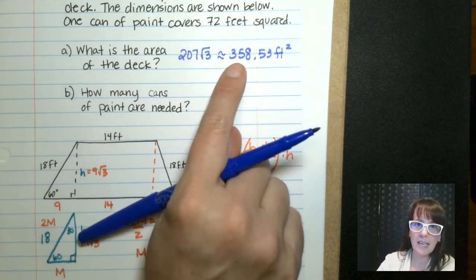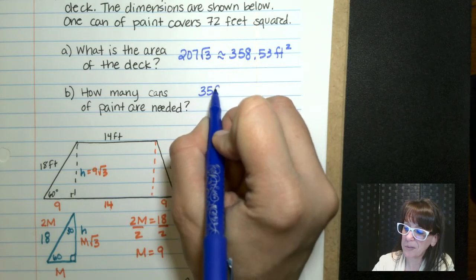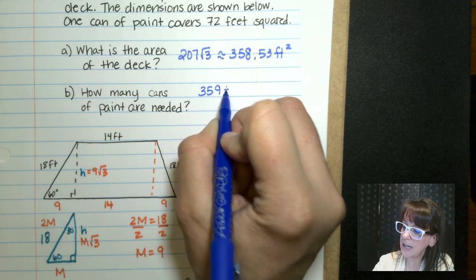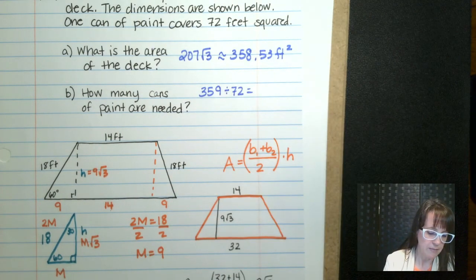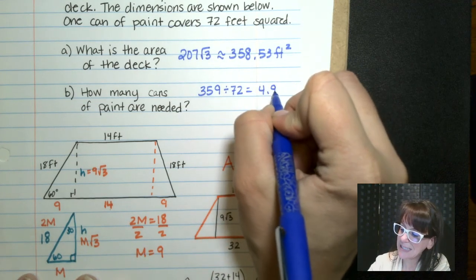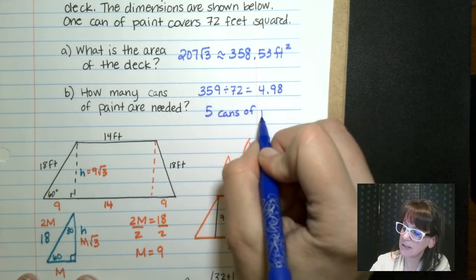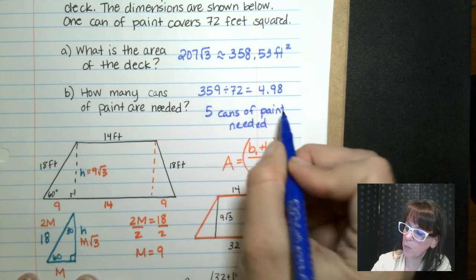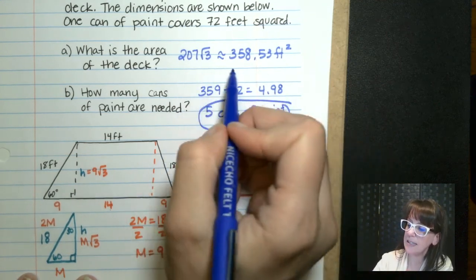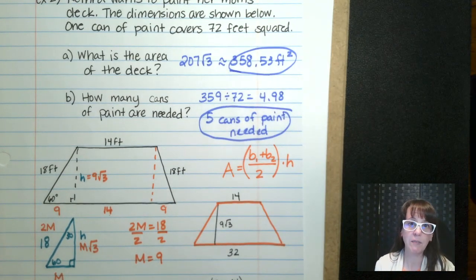Each can of paint covers 72 feet. So we need to take this 358, we can round it to 359 to be honest, and divide that by 72. If we have 359 and divide that by 72, we end up with 4.98. So 5 cans of paint would be needed. The area is 358.53 feet squared, and 5 cans of paint are needed.